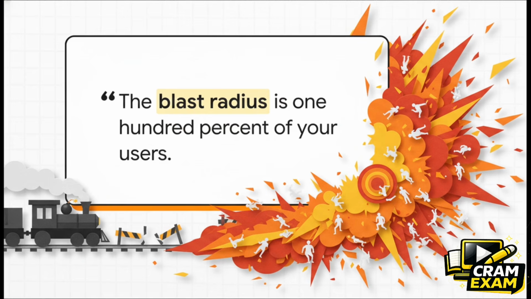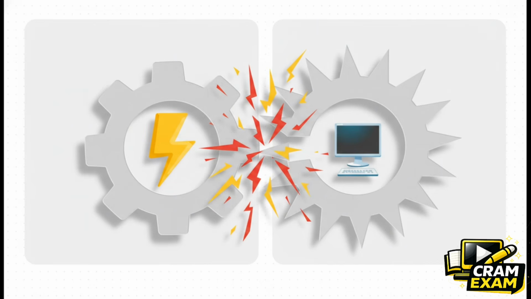But if that train is carrying a bomb, and there are absolutely no safety checkpoints along the tracks, that bomb goes straight into your live user environment. Without safeguards, the blast radius is 100% of your users. Everyone is impacted. Now imagine this real-world scenario. You update your AWS Lambda code to expect a brand new JSON payload structure from your front end. You deploy the Lambda function, but you haven't deployed the new front end yet.